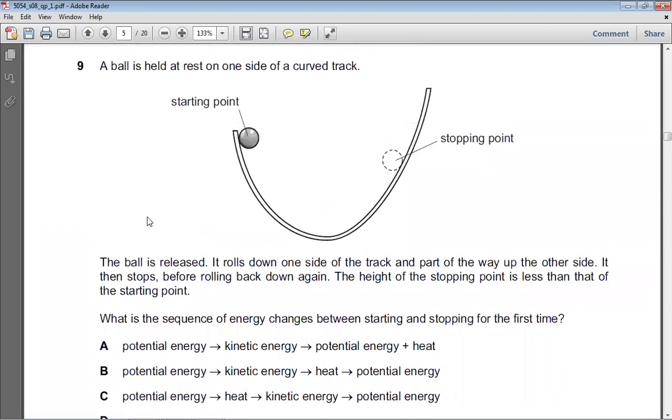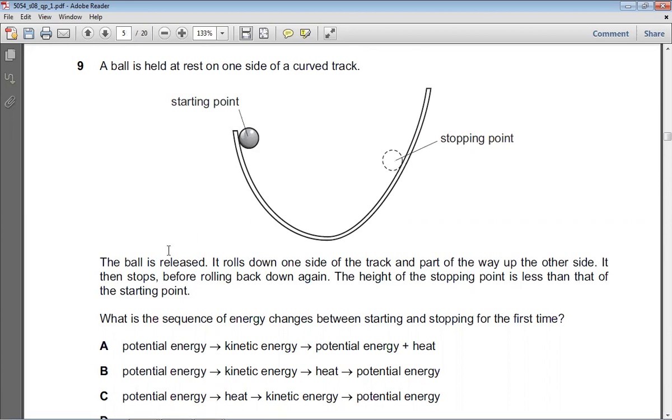A ball is held at rest on one side of a curved track. So this is the starting point. So this is a curved track. So when you release the ball from here, the ball will go here and then it will come back and it will go here and it will come back. So at this point, it has stopped.